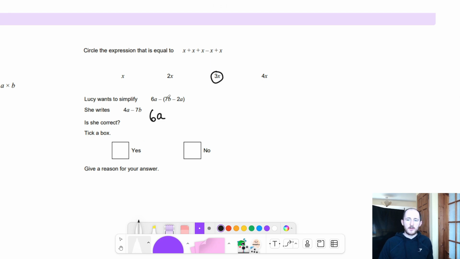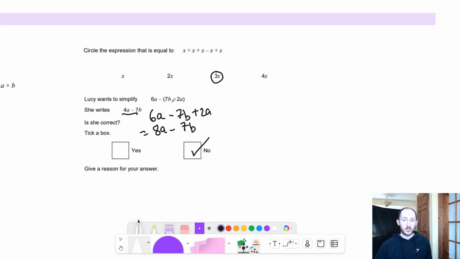Now when a minus is outside the brackets, or if anything's outside the brackets, you times everything inside the brackets by whatever's outside the brackets, but only if it's touching. So can you see this minus is actually touching the bracket here? Okay? So instead of 7b, it's going to be minus 7b. Minus 2a, but then there's also a minus here, so it's minus minus 2a, which would give me plus 2a, which equals 8a minus 7b, which is not the same as what she wrote, so she is not correct.